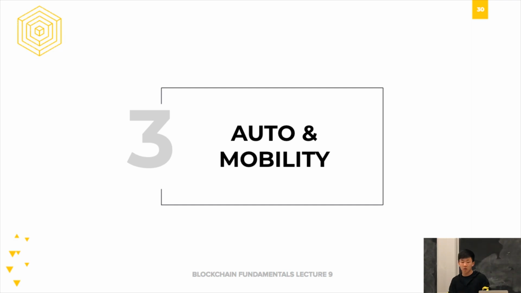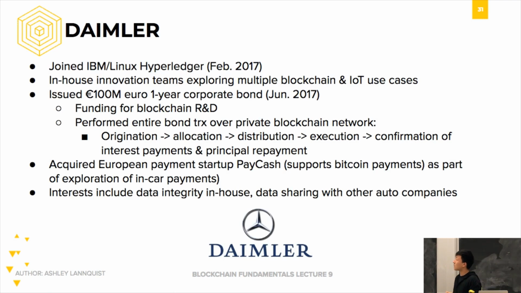So on to some use cases in the automobile and mobility industry. Daimler, which is the parent company of Mercedes-Benz, joined Hyperledger in 2017. Basically they're using blockchain to manage their manufacturing process and their supply chain. For example, for parts that go into your cars, they want to be sure that these are authentic parts and not fakes. If there are any problems in the supply chain process, they'll be able to track specifically where that happened. Their interests include data integrity in-house as well as data sharing, like creating data silos with other car companies.